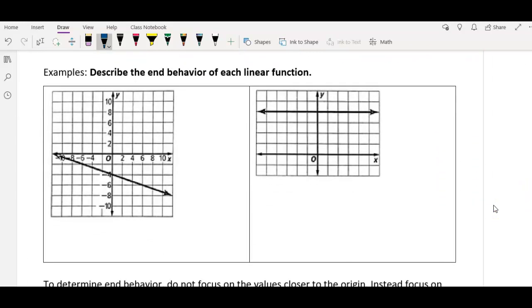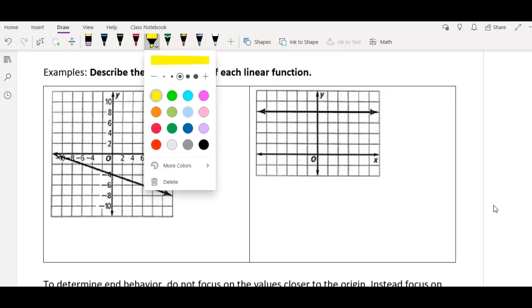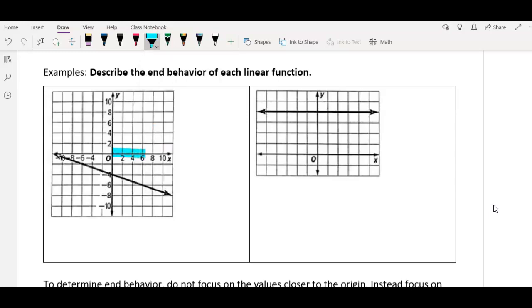So here we have to describe the end behavior once again. So we have the left-hand side and our right-hand side. So on our right-hand side of our graph, what is happening? So as x approaches positive infinity, is y going up or down? It's going down. It is decreasing. So it is approaching negative infinity.